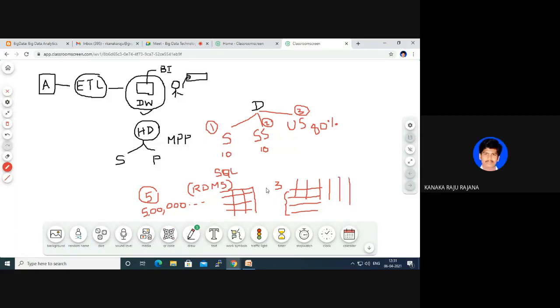In this example, I have given three. What is the first one? Student number. Second one, student name. Third one, student mark. You may have student address, student mobile number, student landmark, student location. Can I go on increasing my columns, or is there any restriction? We can increase up to above 1,000, I think.